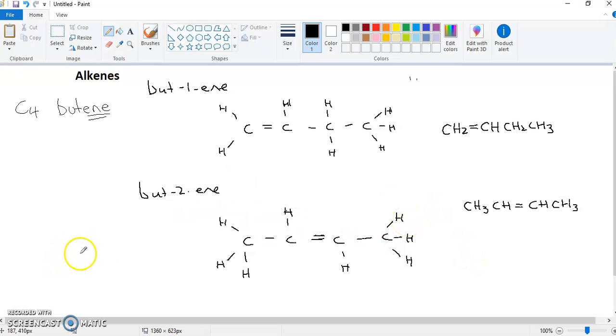All right, let's try methane, ethane, propane, butane, pentane. Let's try pentane. I'll do that in the next video because I've just about run out of time here. So check the next one.